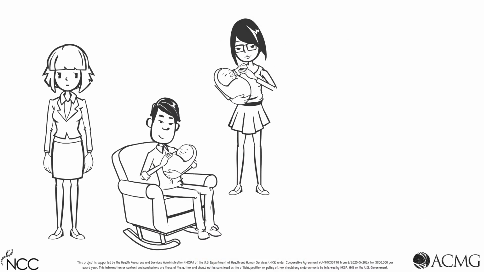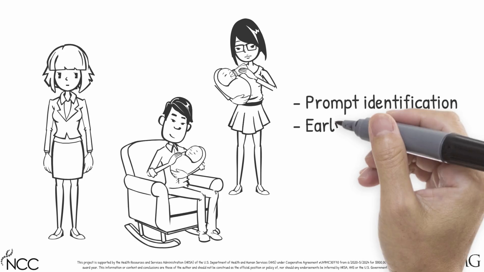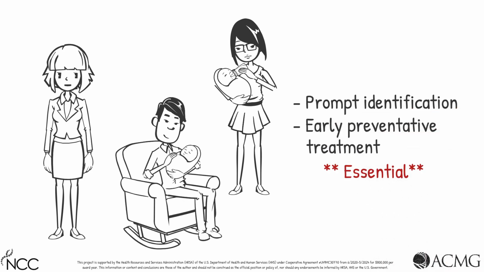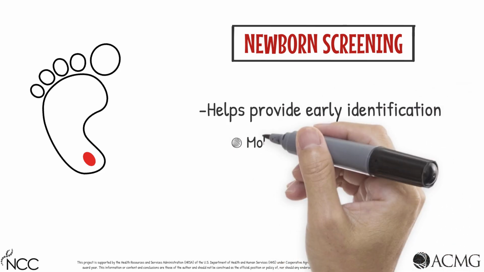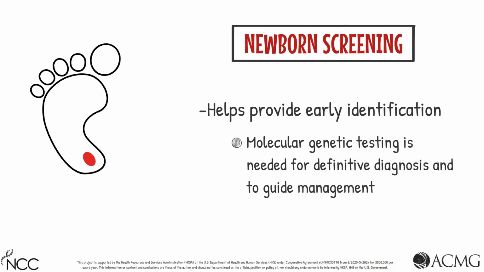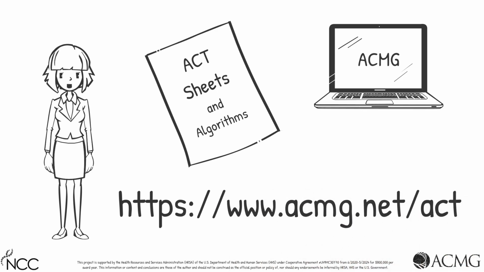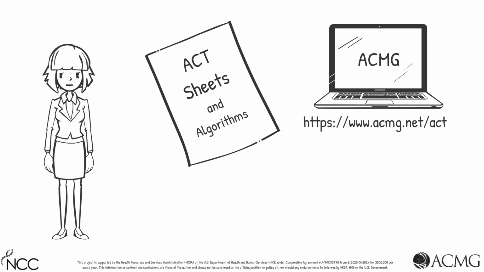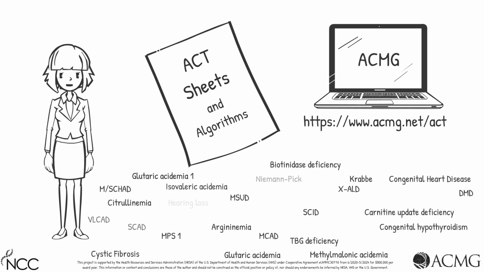First, alpha thalassemia is a serious condition, and identification of affected individuals is essential for the administration of early treatment. Second, newborn screening can identify the different types of alpha thalassemia, but molecular testing is needed for a definitive diagnosis and to help guide management. Third, ACT sheets are freely available on the ACMG website to review in the event of a screen-positive result. In addition to alpha thalassemia, ACT sheets are available for many other conditions that can be identified through newborn screening.